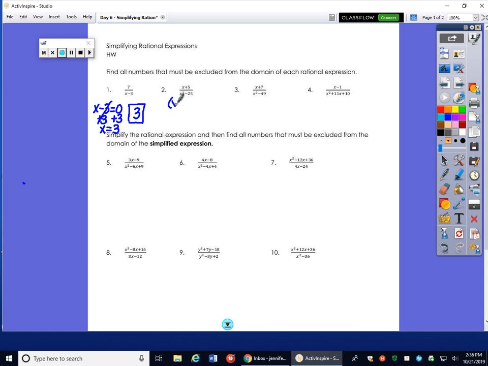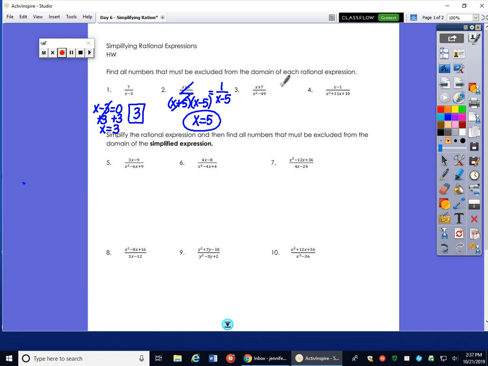So this is going to be x plus 5 and x minus 5, because that's the difference of two squares. So that's what this is going to become. And so in this particular case, the x plus 5 and the x plus 5 will simplify, leaving you with 1 over x minus 5. So the one number that has to be excluded would be positive 5.